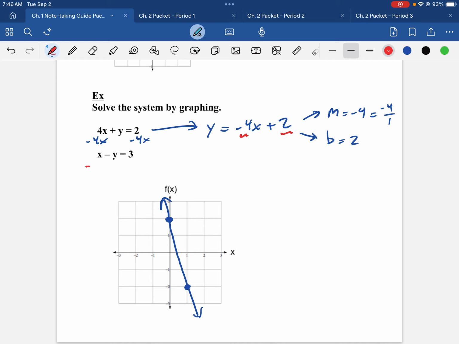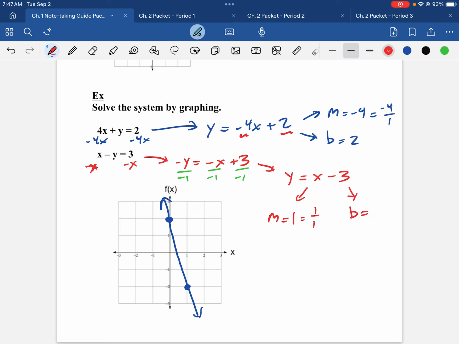Okay, next problem. So this one, next equation, I'm going to subtract x from both sides to start isolating the y. Still got the negative in front of the y, don't forget that. And I'm going to flip the -x in front of the 3. And then I want to multiply or divide everything by -1 to change the signs because I want it to say y equals, not negative y equals. So now I've got y equals x minus 3. And now I can see for this one, my slope is 1, or 1 over 1. And then my y-intercept is -3.